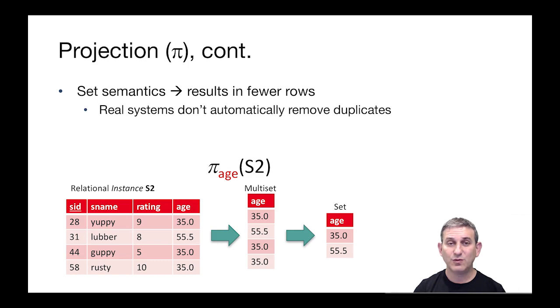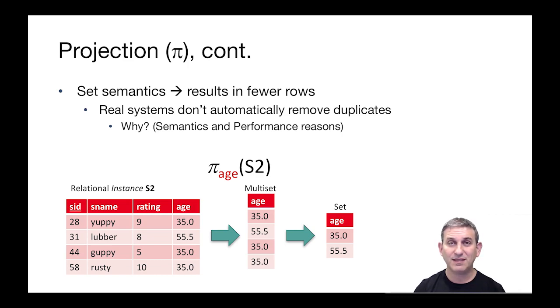Now, in real systems, we might not automatically remove those duplicates. You might ask, why not remove them? Well, 2 reasons, semantics and performance. On the semantics side, in real systems, sometimes it's useful to know the number of duplicates, for instance, for aggregation queries. If we want to average up, say, the ages of all the sailors, we would want to keep all those instances of 35.0.